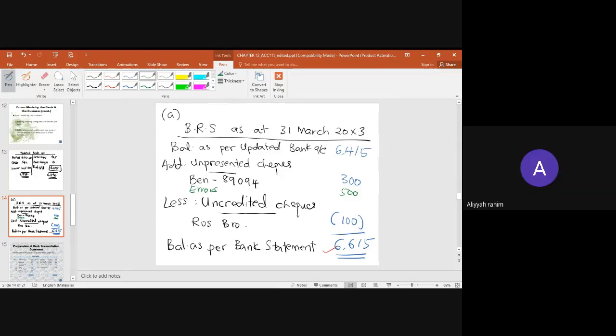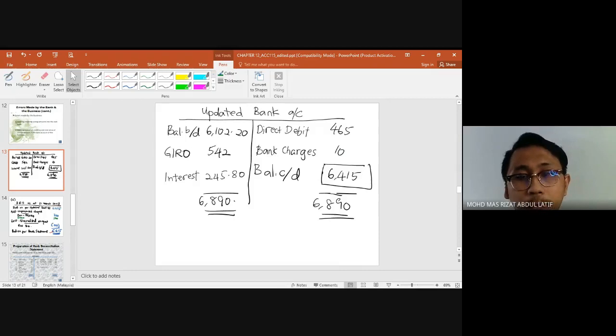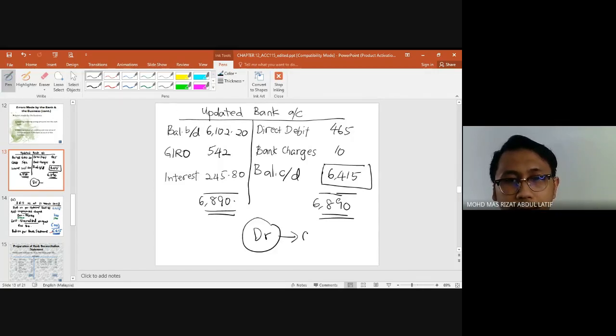Dekat dalam bank statement, example 12.1, you perasan tak dekat kolom balance tu, selepas amount dia tulis CR. Okay, itu maksudnya baki yang standard. Standard balance maksudnya baki dia dalam keadaan yang normal. Okay, maksudnya duit dalam bank adalah 6615. Tapi ada situasi yang mana bank statement tu tak tunjukkan CR, dia tunjuk DR. DR ni maksudnya overdraft. Oh, okay. Maksudnya overdraft.